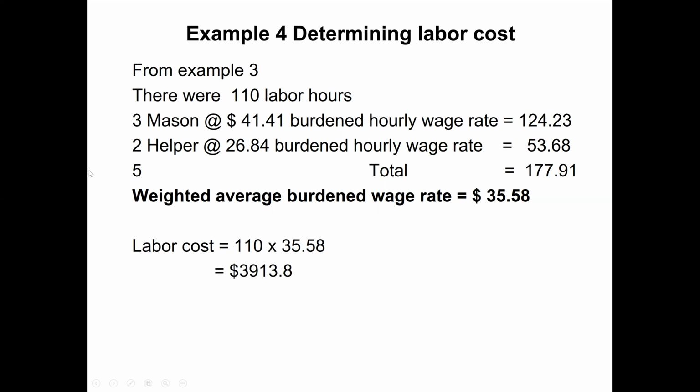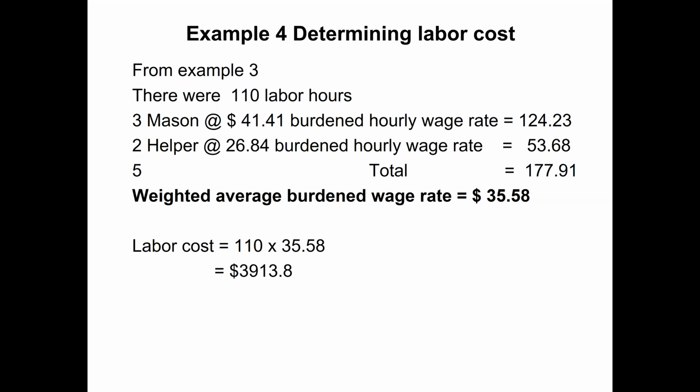Then we have 5 people, so we can make an average. We divide this total by 5, and we get the weighted average burden wage rate, which is equal to 35.58. Now, how many labor hours? Labor hours were 110. So we multiply by the weighted average burden wage rate, and the labor cost will be 3,913.8. What we get from this is that when we prepare an estimate in bulk or at bidding time, we can use a weighted average burden wage rate for the mason and helper. So we can use this rate, 35.58, as the weighted average burden wage rate for estimate purposes.